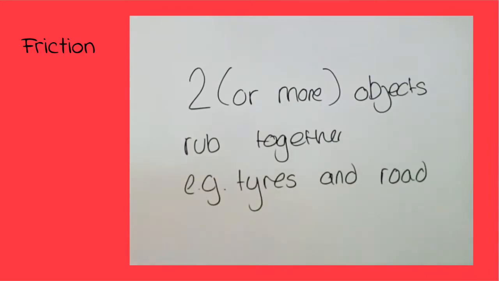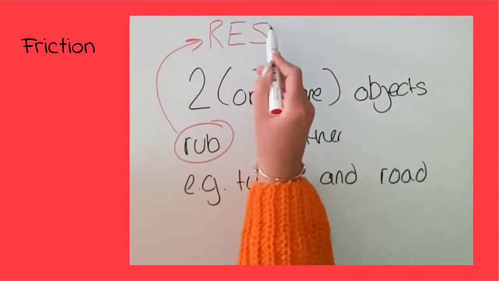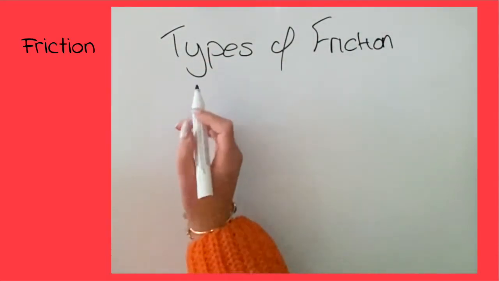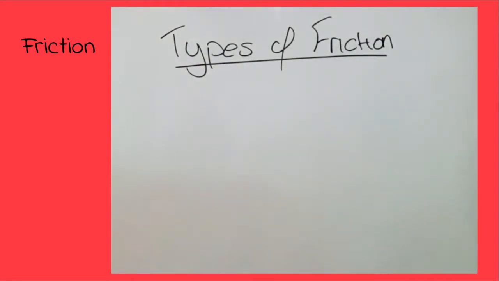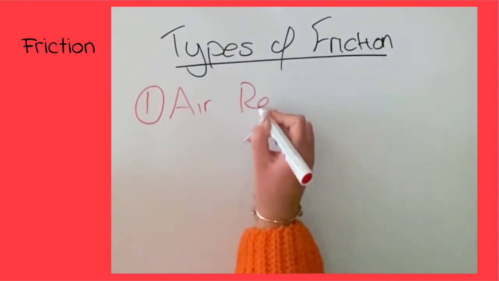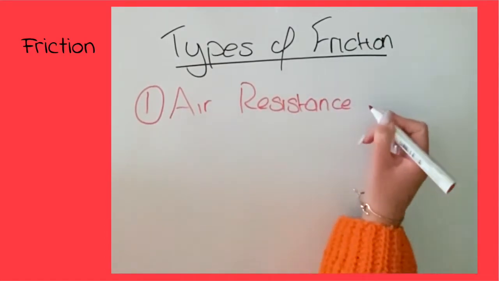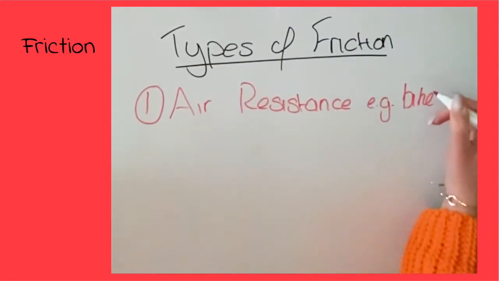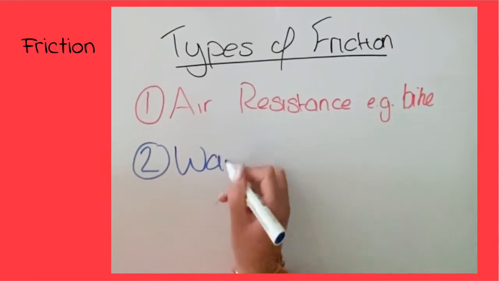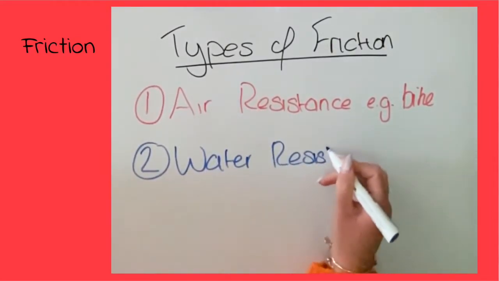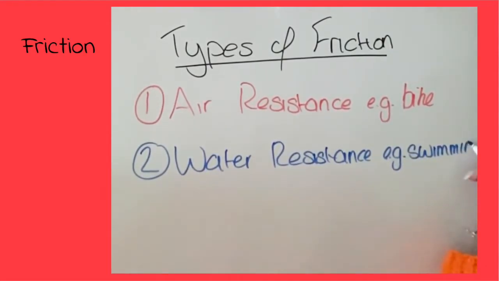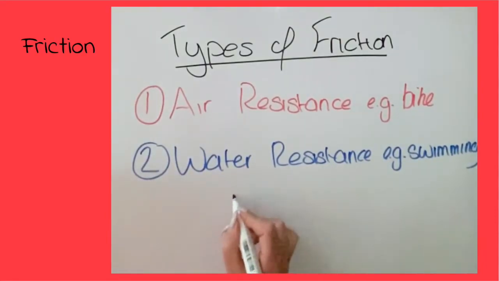Friction comes in different forms. The first form we are going to discuss is air resistance. You might have felt air resistance before when you've cycled. The second type of friction is water resistance, which you might have felt when you've gone swimming. In order to reduce our resistance in both of these instances, we would try and make the object, which in this case would be ourselves, more streamlined. To make an object more streamlined, for example us, we would either wear some tight clothing if we wanted to go on a bike ride, or wear a swimming cap if we wanted to go for a swim.